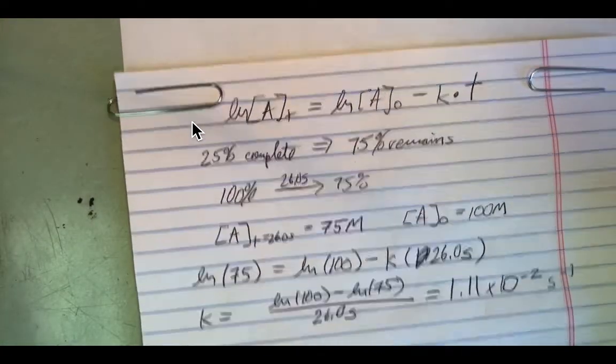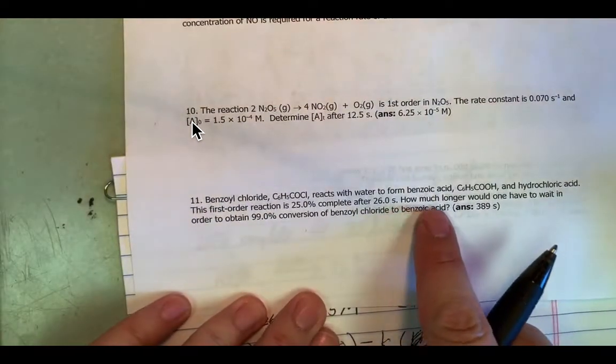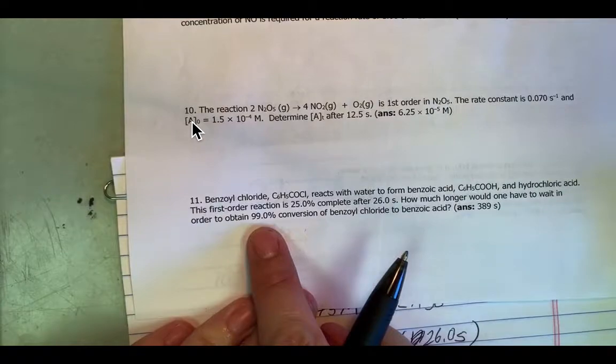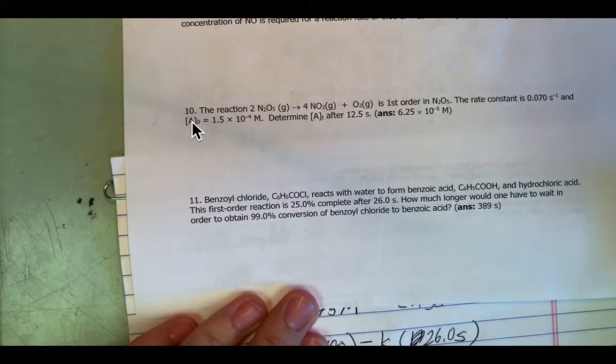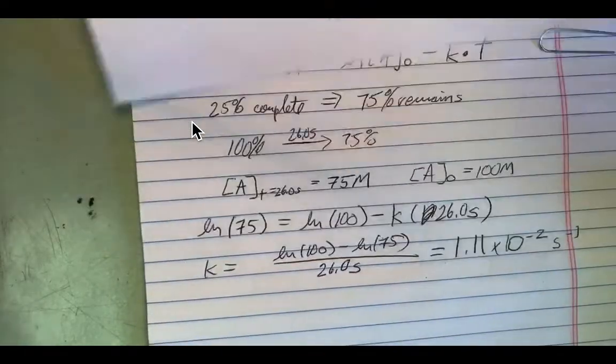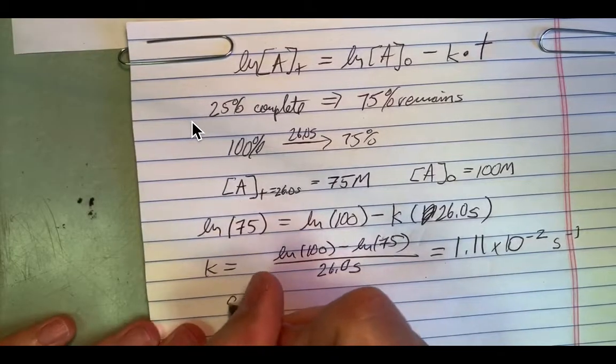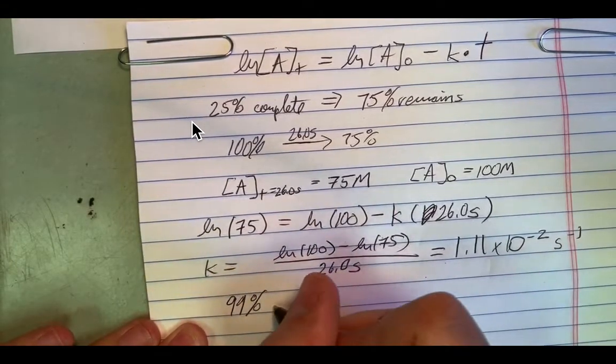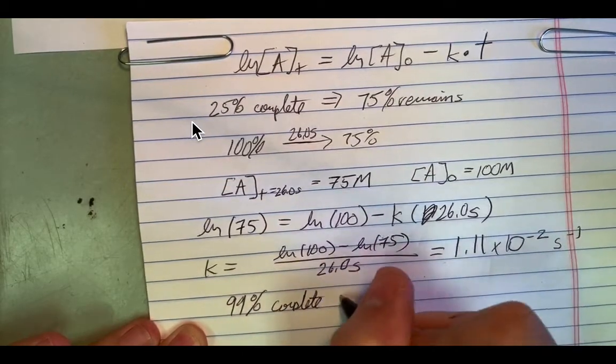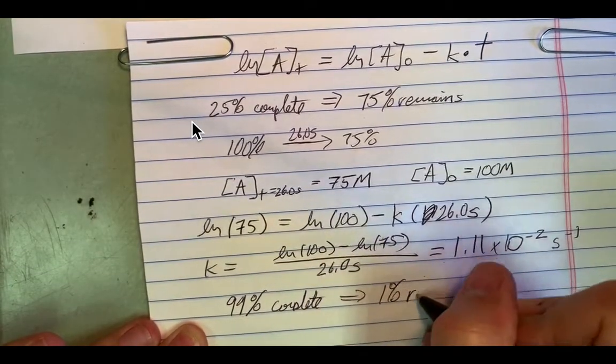All right, well, I stacked quite a few things in this problem. It asked how much longer would we have to wait for it to go down to 99%. We can approach this a couple of different ways, and the way that I'm going to approach it here is to go from the 25% complete down to the 99% complete. Let me show what I mean by that. 99% complete means that 1% remains.